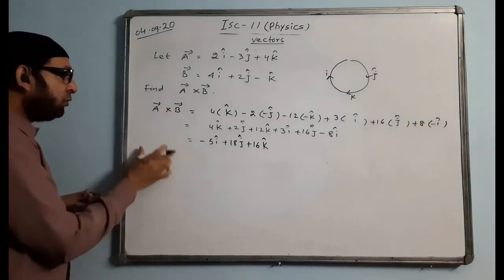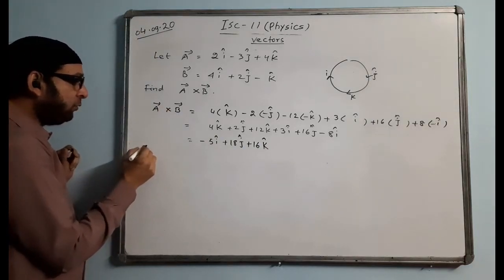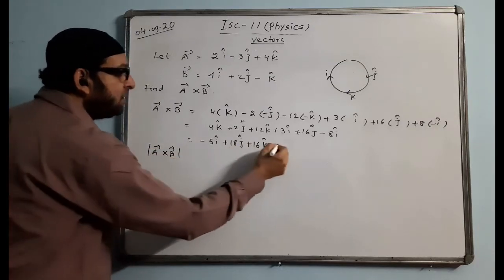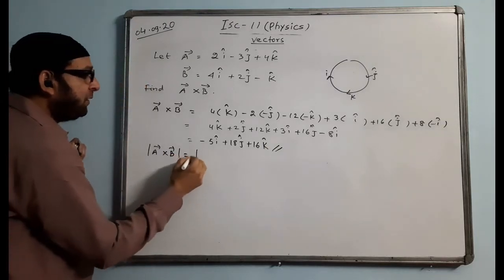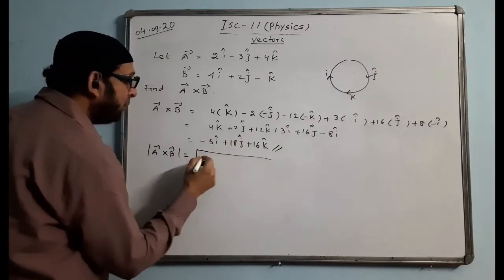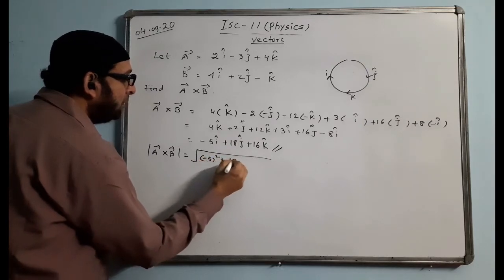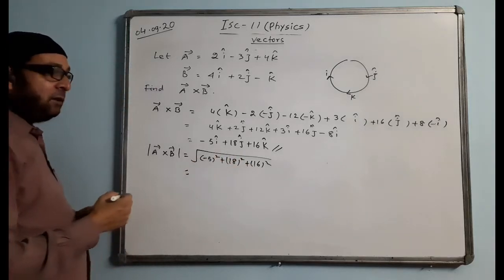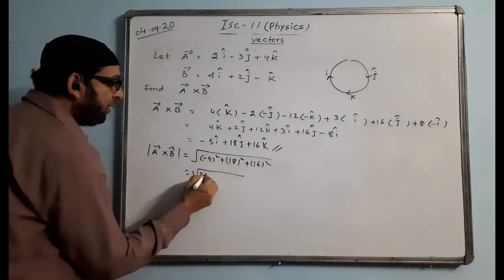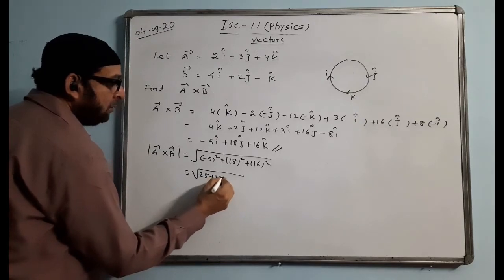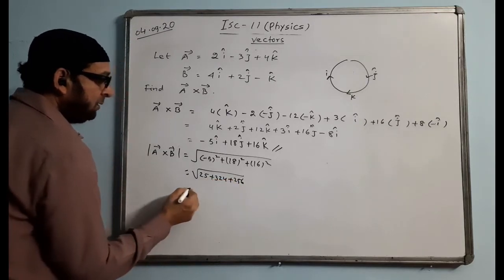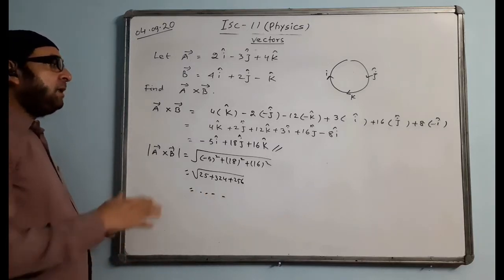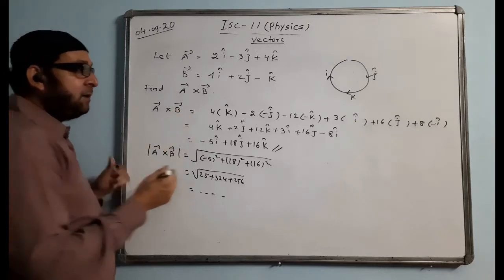If you have to find the magnitude of A cross B, we will do it like this. Just now the answer is over here. We take the square of this, square of this, square of this. We write minus 5 square, 18 square, 16 square, and we find the answer using a calculator. That means your answer will come 25, 324, 256, and simplify whatever comes as the magnitude of A cross B. There is one more method of finding A cross B, that is called the determinant method.